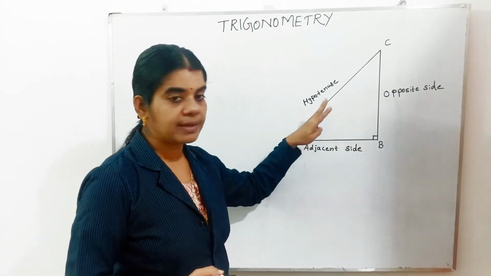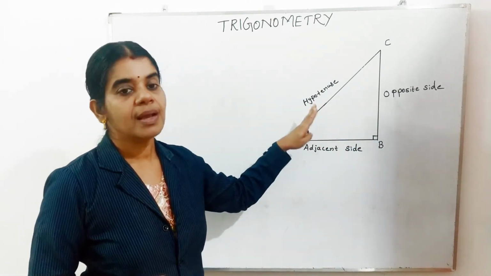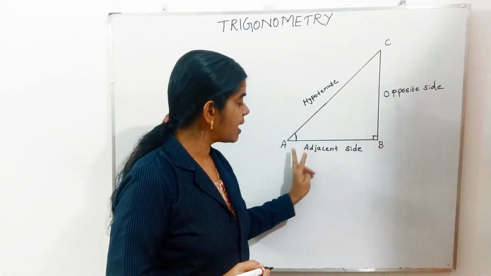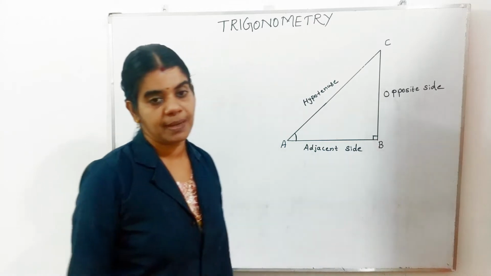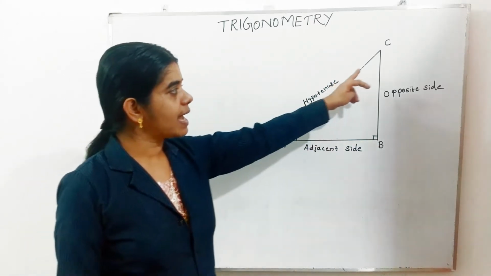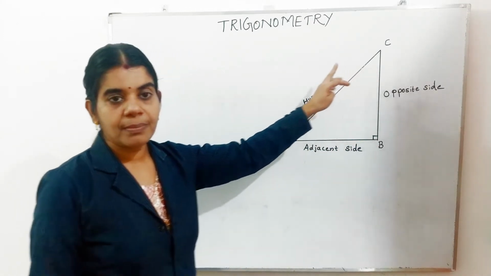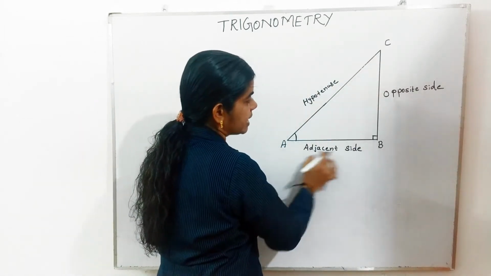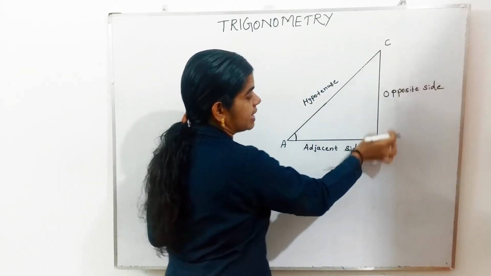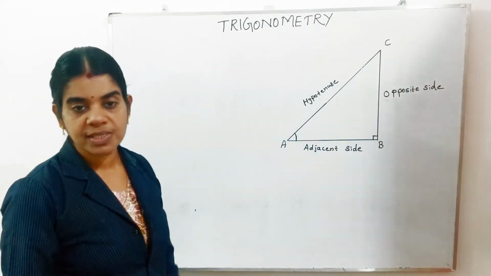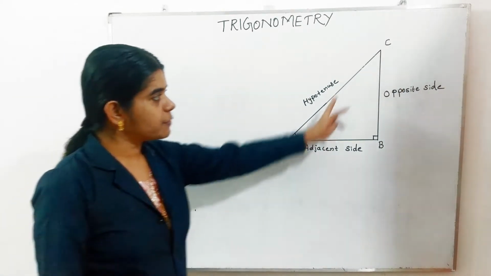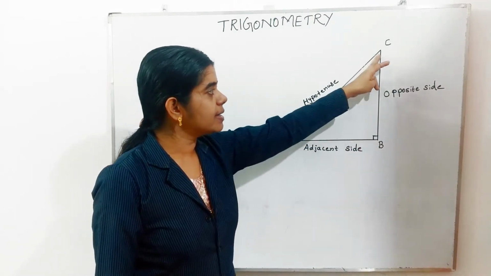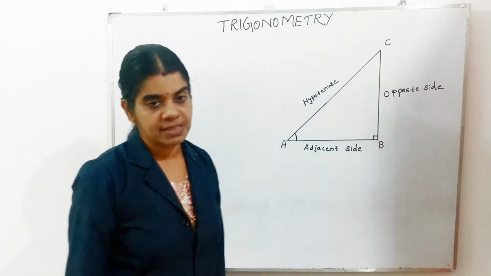The side opposite angle B, which is 90 degrees, will be the hypotenuse. Angle A's opposite side is BC. The adjacent side will be AB. If you are taking angle C, its opposite side will be AB, and its adjacent side will be BC. The hypotenuse has no change.